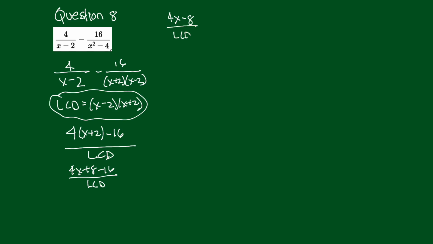Now, I'm going to write LCD because I can still do something here. I can factor out a 4. So until I can't do anything, I'll keep writing the LCD. 4, what's left? x minus 2 over. Now let's actually write the LCD because I can't do anything else. The LCD, I've got it right over here. x minus 2, x plus 2. And now I see that the x minus 2's cancel. So now I'm left with 4 over x plus 2.